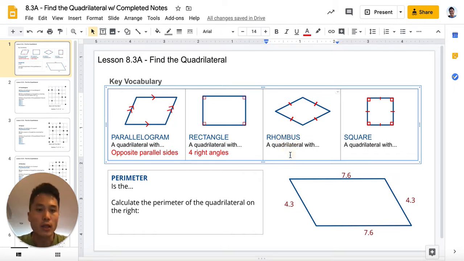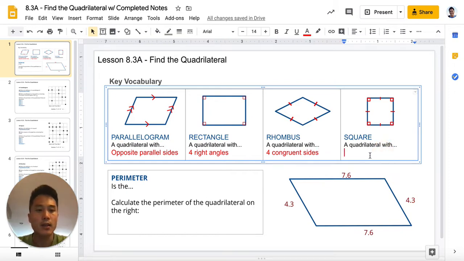The other type of quadrilateral is a rhombus, and that's going to be a quadrilateral with 4 congruent sides. All of the sides are the same length, and that's marked by each of these hash marks. Since every side has 1 mark through it, that's showing that they're all congruent.